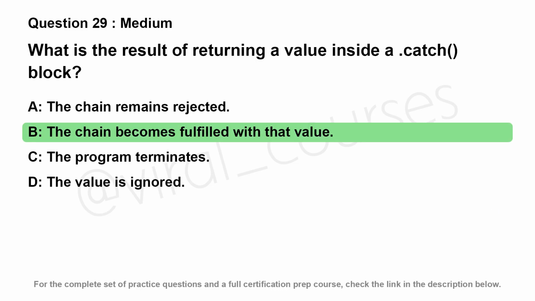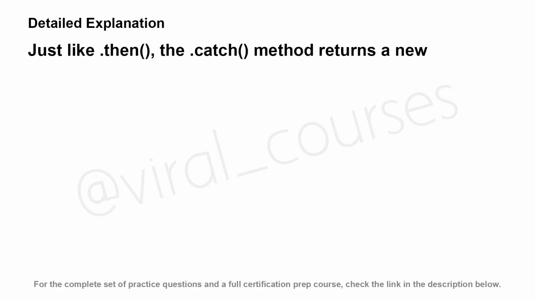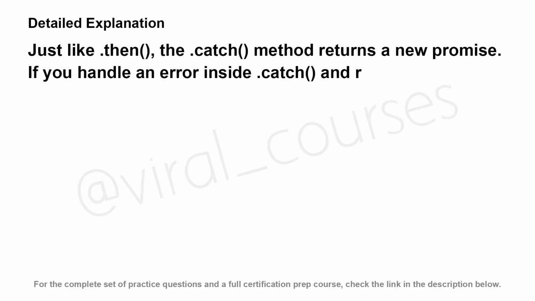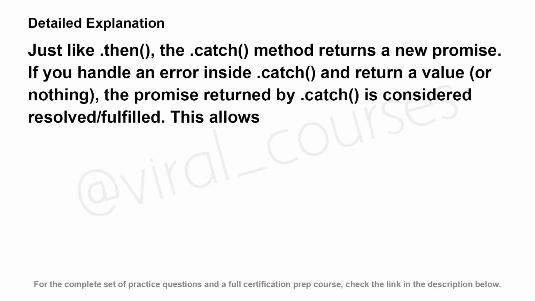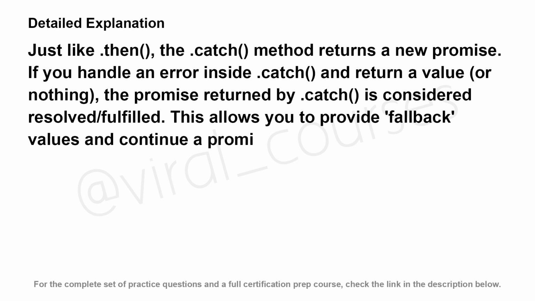The correct answer is B. Just like then, the catch method returns a new promise. If you handle an error inside catch and return a value, or nothing, the promise returned by catch is considered resolved, fulfilled. This allows you to provide fallback values and continue a promise chain after an error.